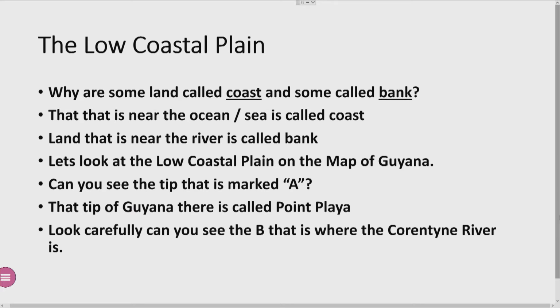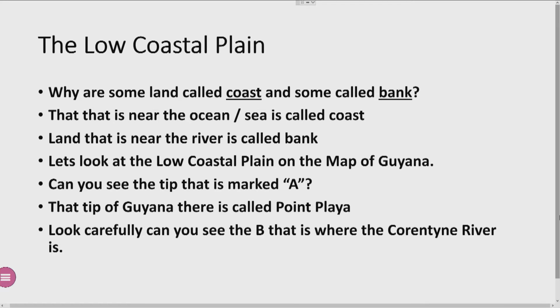Land that is near the ocean or sea is called coast. Land that is near the river is called bank.